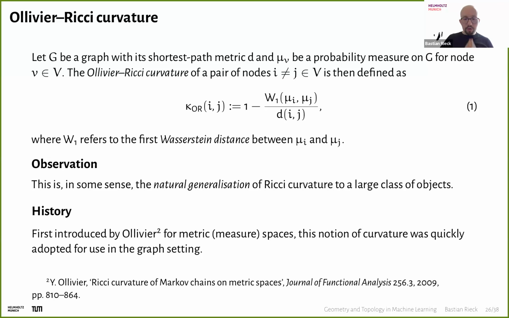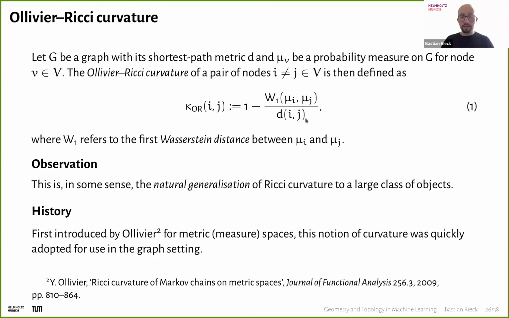Now, to define curvature on a graph, there are a lot of notions that we could use, but the one that I like the most for different reasons is the Ollivier-Ricci curvature. Ollivier-Ricci curvature is based on very simple ingredients, namely you need a shortest path metric on your graph, and you need probability measures on each node. With those two ingredients, you can define the Ollivier-Ricci curvature for any pair of nodes i, j by using 1 minus the Wasserstein distance between the corresponding probability measures, divided by the distance between the two nodes.